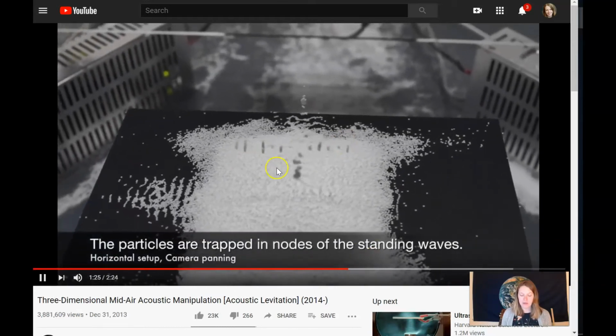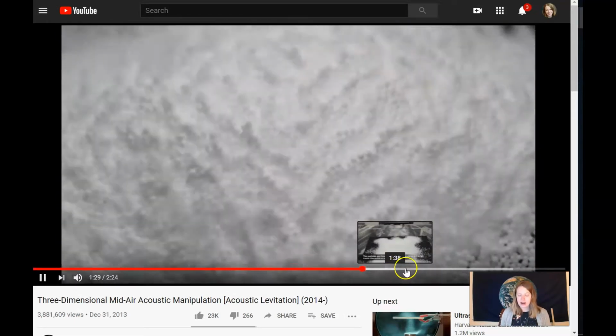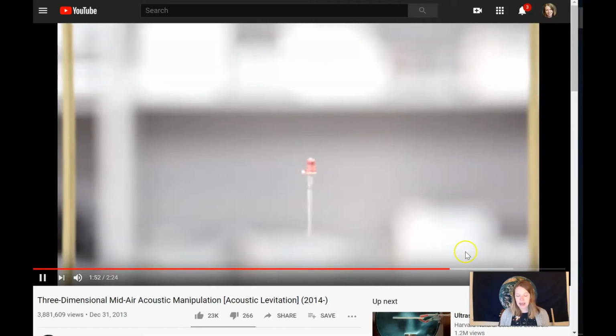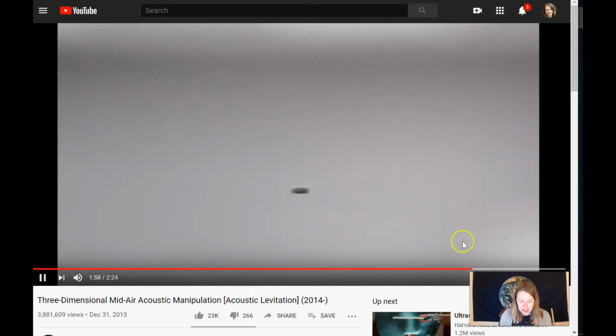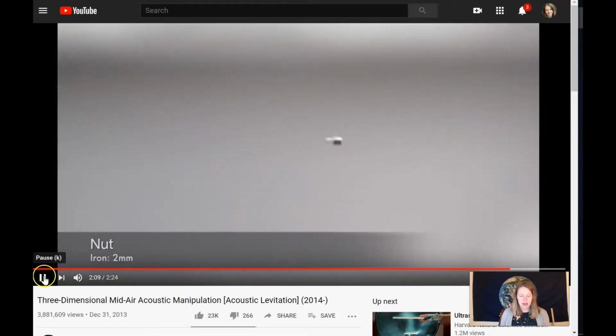Notice this is styrofoam. It's not like we're levitating a person here. They do some other larger objects, like a little LED, a little piece of wood, a little matchstick, a screw, a nut. So these are hanging out in those nodes.